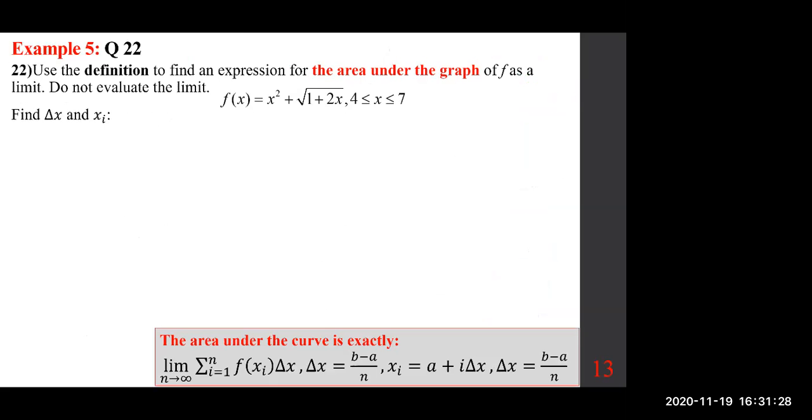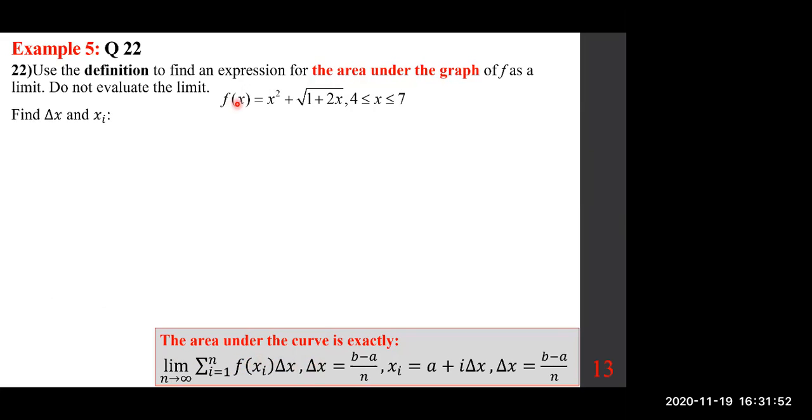All right, finally, a couple of simple questions. What if we want to use the definition to find an expression for the area under the graph, okay? Remember, the area uses this definition. This is the area. So we are going to come up with that, given the f of x.